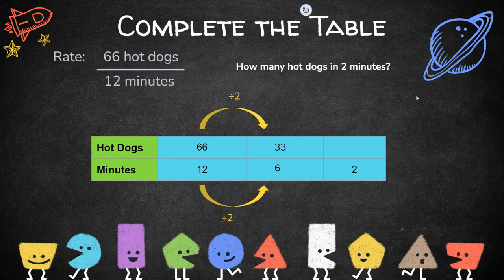And to get from 6 to 2, you would divide by how many? Yeah. This math problem is 6 divided by 3 equals 2. And because you had to divide by 3 on the bottom, the top has to be the same thing. So we're going to take 33, divide it by 3, and we're going to end up with our final answer, which is how many hot dogs this person can eat in 2 minutes? 11.